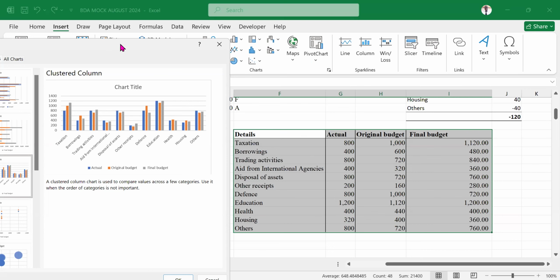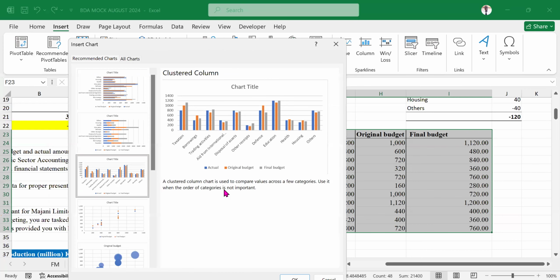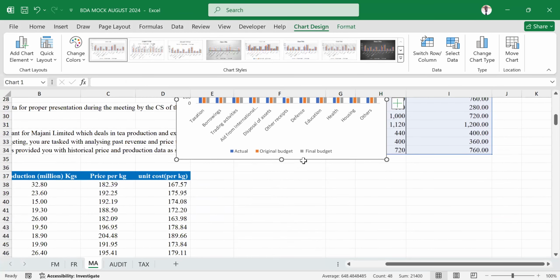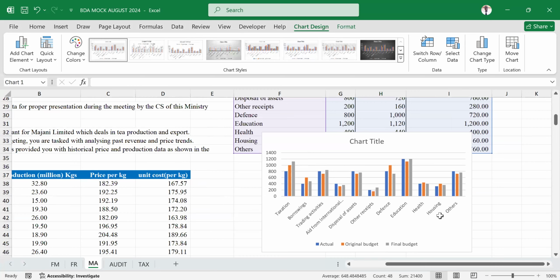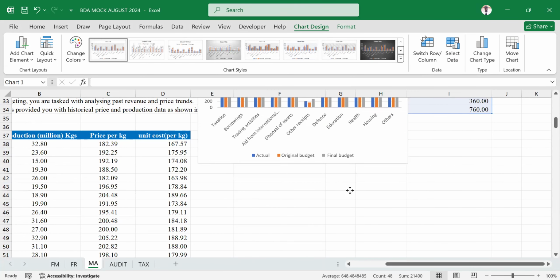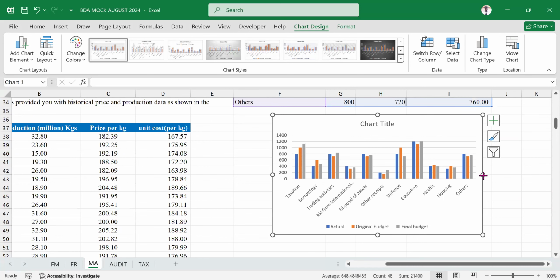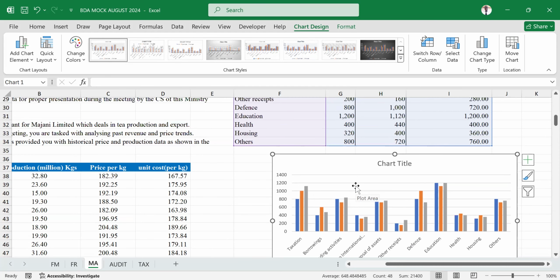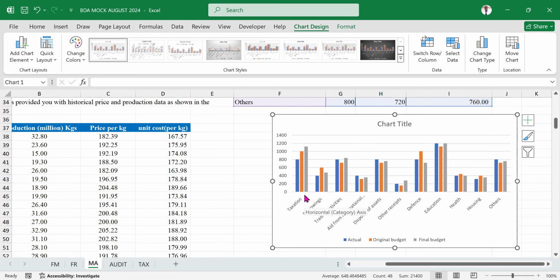So according to my own judgment, I will go with clustered column. I will pick it by confirming here saying, okay. And I will have my clustered column presentation there. I pull it down a bit here so that I can do some adjustments onto it. The first adjustment is to increase the size and to look at the alignment of the variables. Now, which variable is on the y-axis? It is the amounts, which I think is best for me. I wanted it to appear on the y-axis. Then on the x-axis, we are having the variables showing the elements from taxation all the way to others.